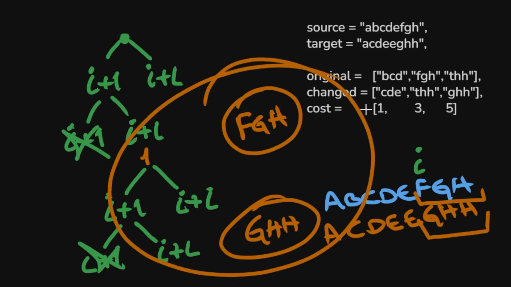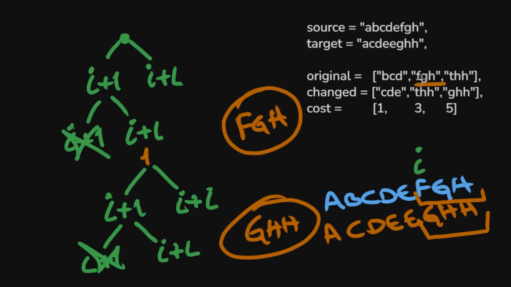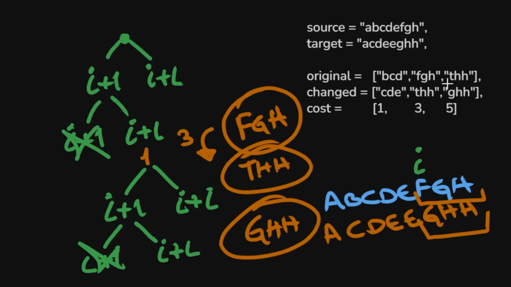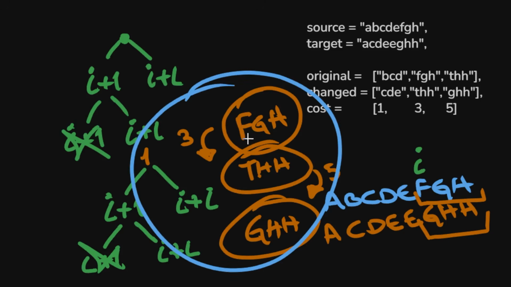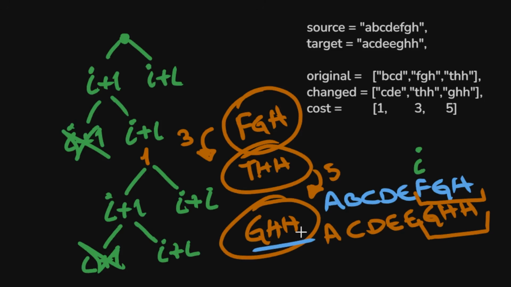And for this, we build an adjacency list and run Dijkstra. First, we need to go from FGH to the neighbors, meaning THH in this case. Here we have an edge with a weight of 3, so this is a directed graph. Then we can go from THH to GHH with a cost of 5. So here we run Dijkstra to compute the minimum cost to go from FGH to GHH, and the result will be 5 plus 3, meaning 8. So the result for this scenario is 8.